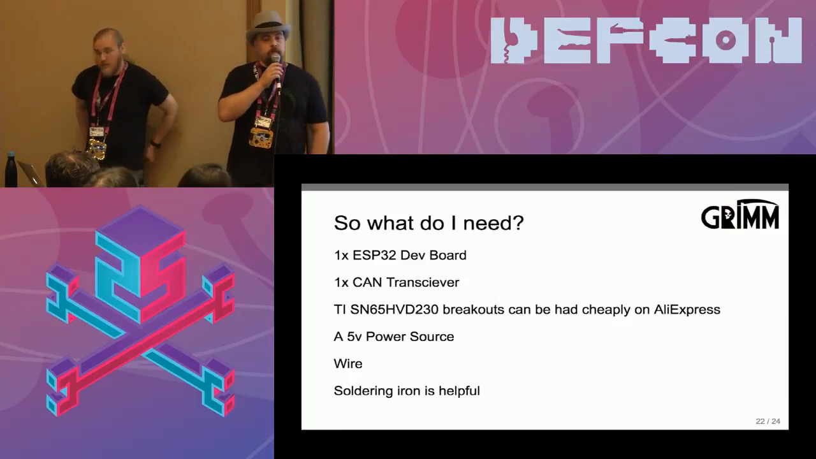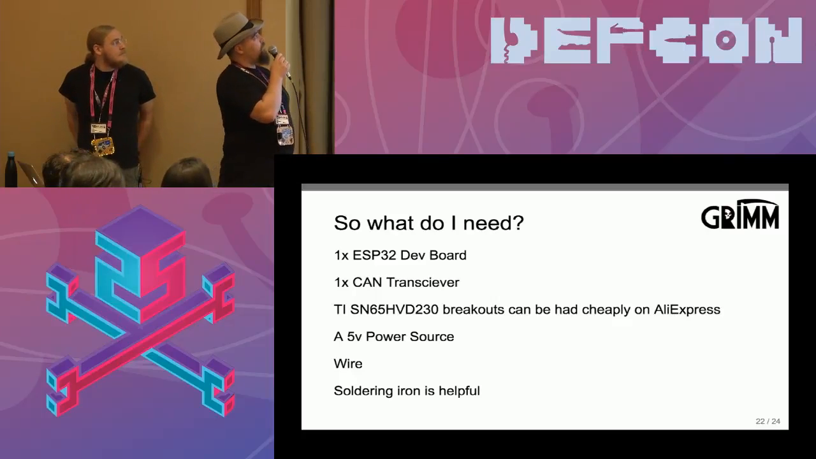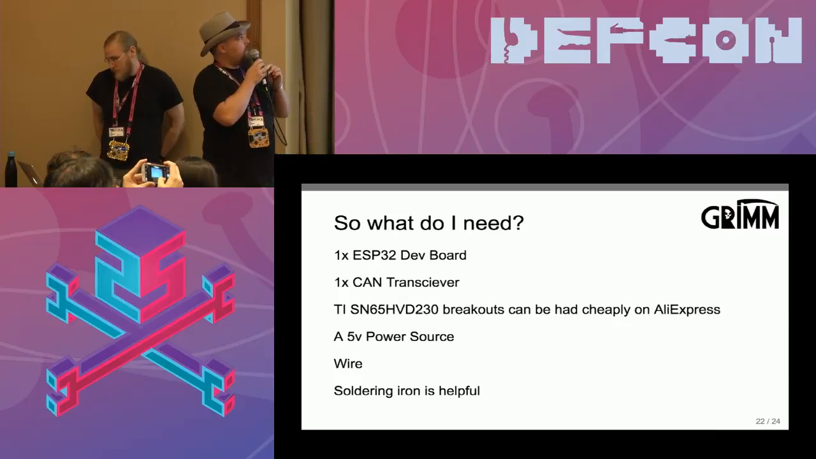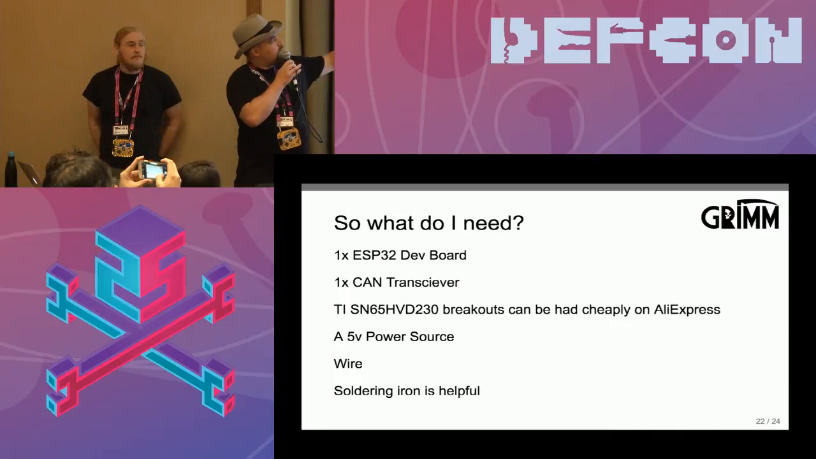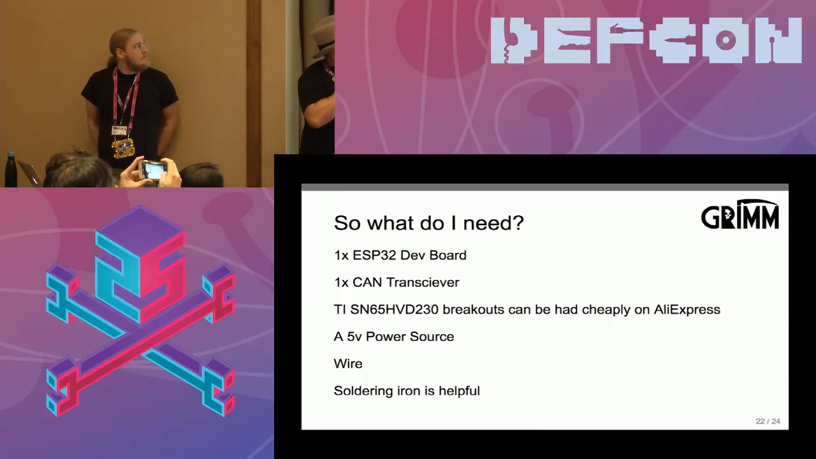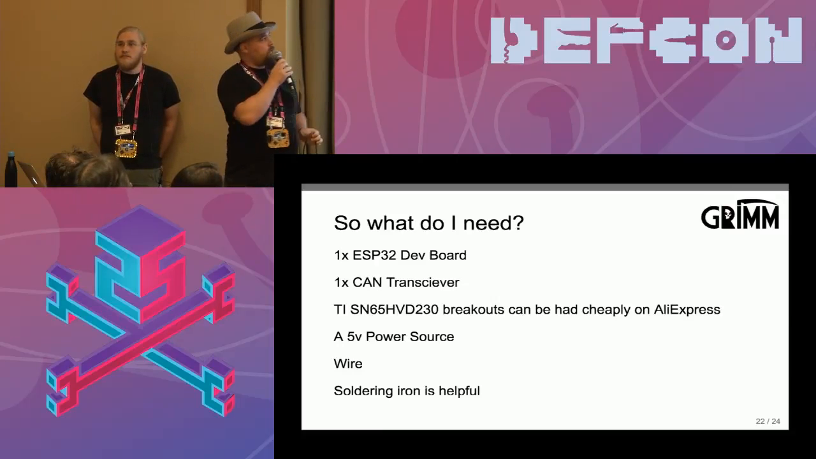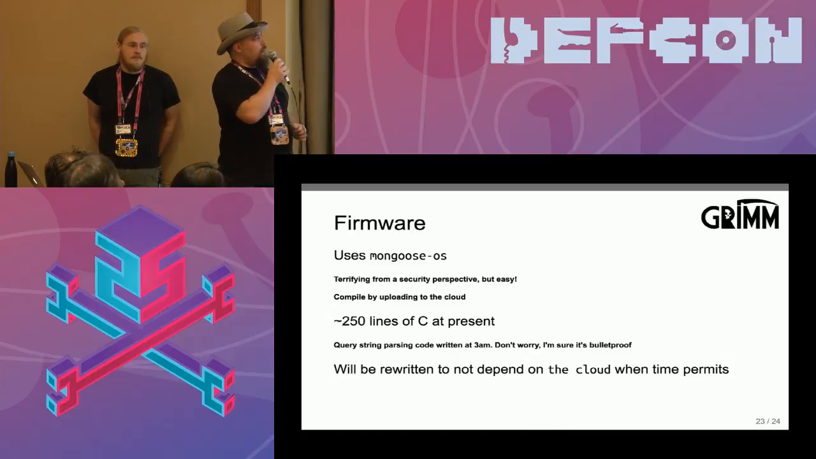So we touched a little bit on what you need, but here's a slide with all of that. You need the ESP32 dev board. You need a CAN transceiver. This CAN transceiver, actually, if you can find it, get the 232, not the 230. There's basically just one fewer pin you have to mess around with to get the 232 working.